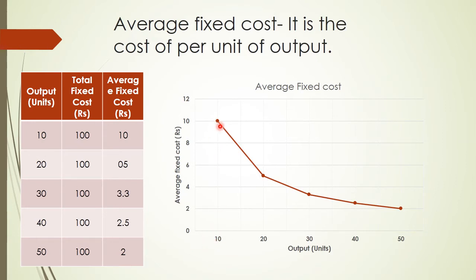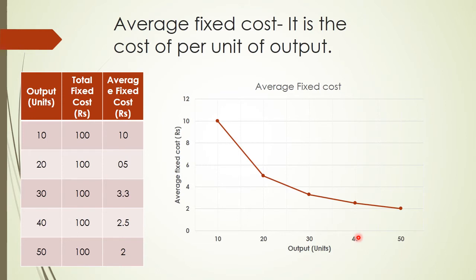That is 2 rupees. That is 100 divided by 50. So as you can see, as more units are produced, your average fixed cost decreases. That's why your average fixed cost curve is a downward sloping curve. Now let us draw this diagram.